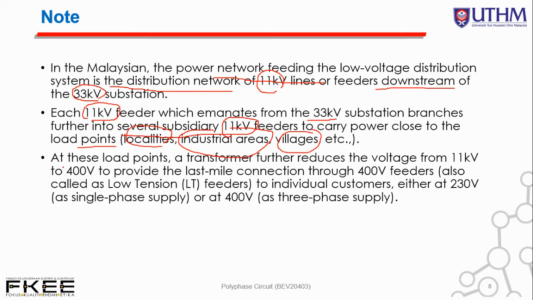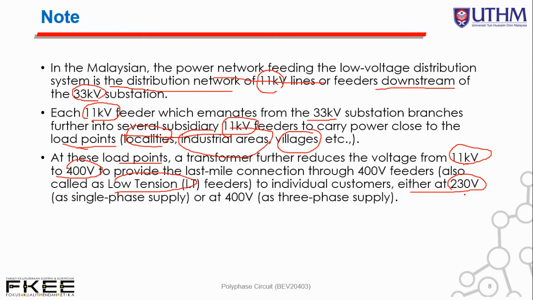So at these load points, what happens? The transformer further reduces the voltage from 11 kV, as I discussed in the previous slide, down to 400 volt, for example, to provide the last mile connection through the 400 volt feeder, also called LT or low tension feeders, to the individual customer, either at 230 or 240.